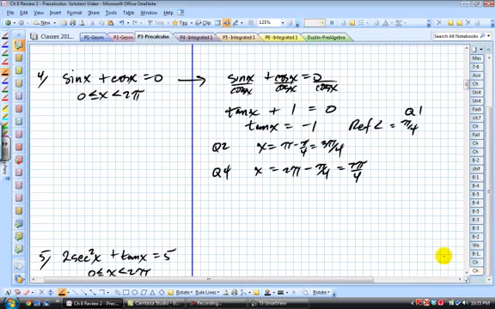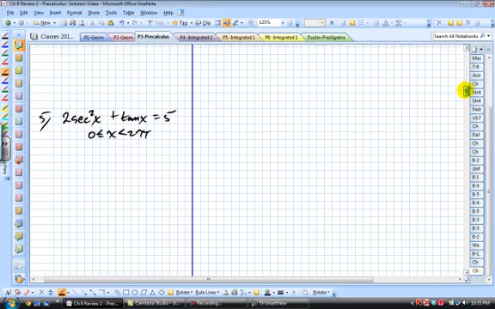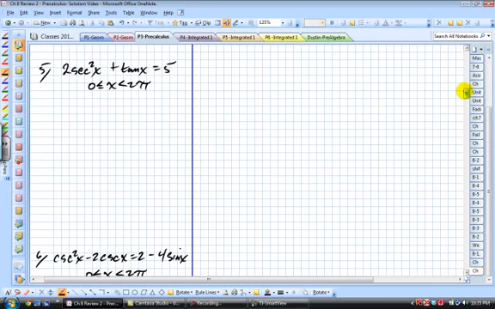Okay, so now let's see here, number 5. All right, let's see what happens here. Let's take this on the right-hand side and let's go for it. Okay, I have to try to rewrite in terms of one function only.